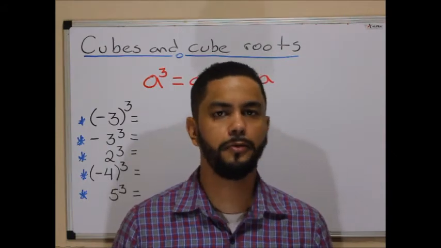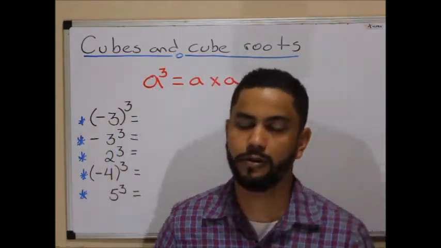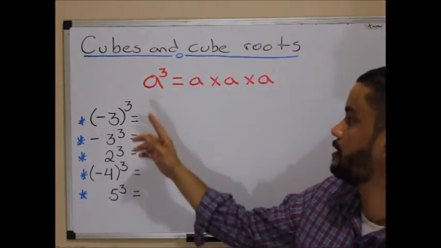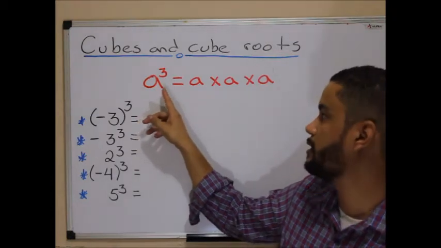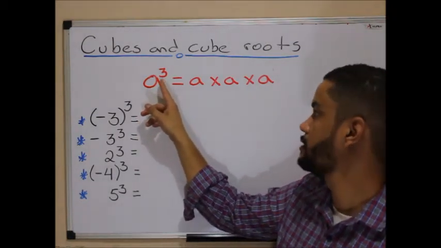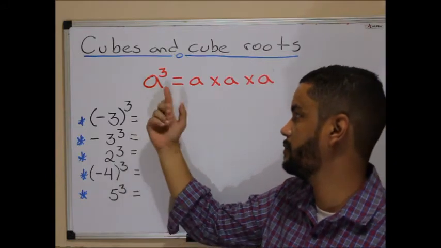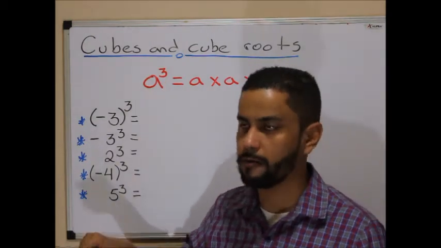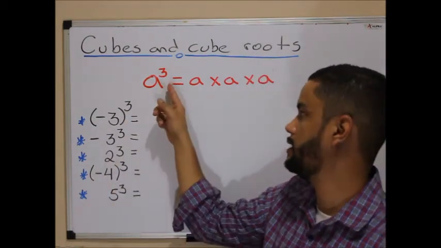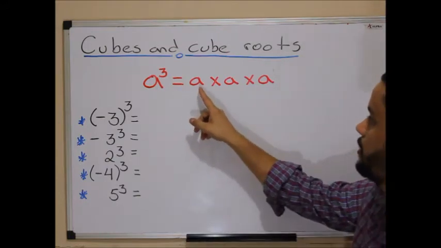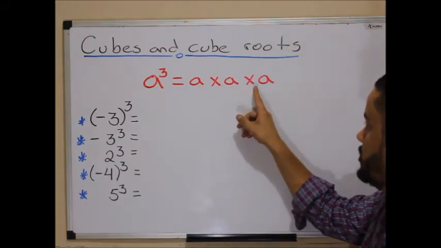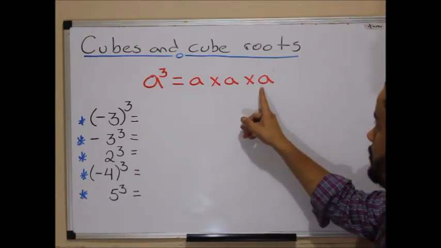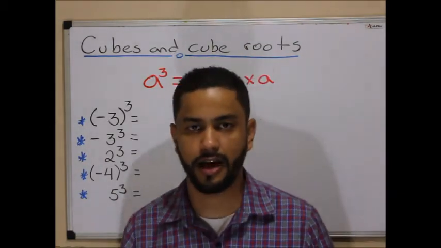We're going to start working with cube and cube root. But before all, we are going to explain what is a cube. We have a number with an exponent 3. So we can read this as a to the third power or a to the cube. And a to the cube represents a times a times a. It is the same a but multiplied by itself 3 times.